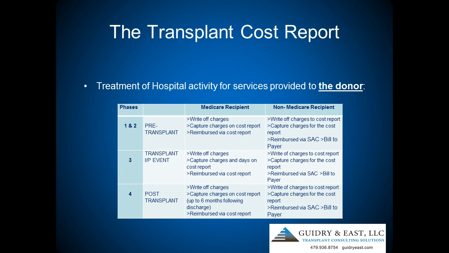Earlier you saw where for the recipient that is Medicare, you would bill and get paid on an MSDRG basis. So that's a difference here. For a non-Medicare recipient, again, you would write off the charges and capture the charges on the cost report. Now, ultimately, a hospital will be reimbursed for the donors via the SAC, and this is from the recipient's insurer. For post-transplant, write off the charges and capture the charges on the cost report for both a Medicare recipient of a live donor and a non-Medicare recipient of a live donor, up to 6 months following the discharge. However, if it is related to complications of the donation event, then the Medicare recipient's insurer would be billed.